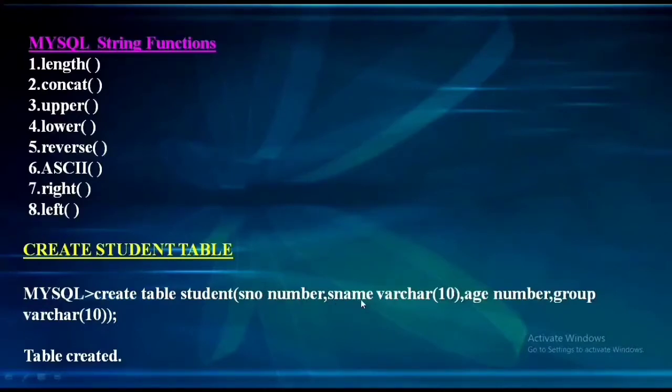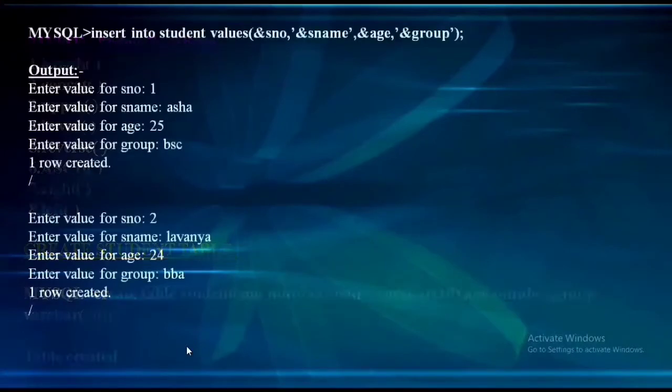Next, student name. Student name is characters, so the data type is declared as varchar of size 10. Next, age, number. Group is also character data, so the data type is declared as varchar of size 10. Okay, bracket close, semicolon. Press enter key, the table is created. Student table is created.